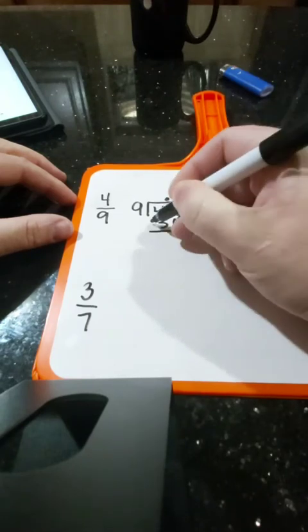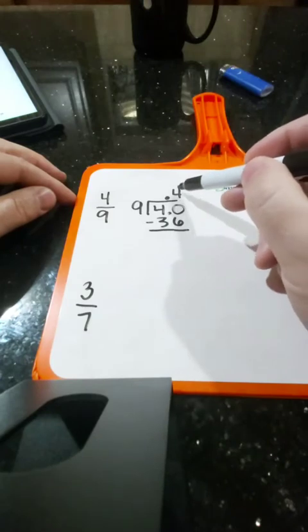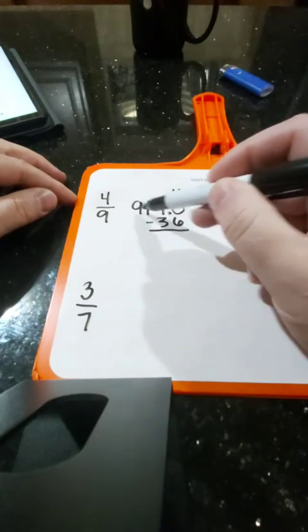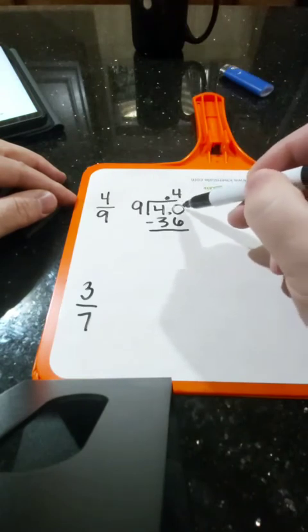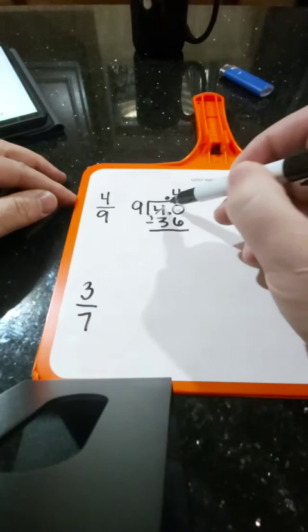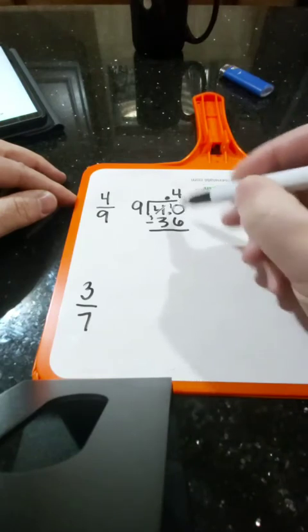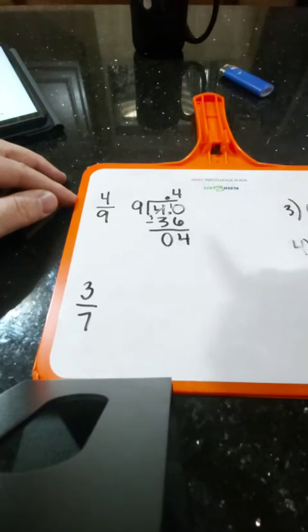Now, just like always, when we're doing long division, after we multiply 4 by 9 and get 36, we do our subtraction problem. Now, we can't take 6 away from 0, so we're going to borrow and turn that into a 10. 10 minus 6 is 4. And 3 minus 3 is 0. So we have 4 left over.